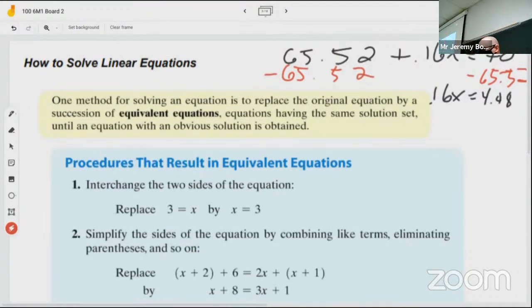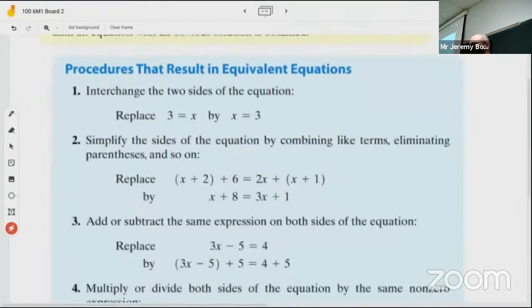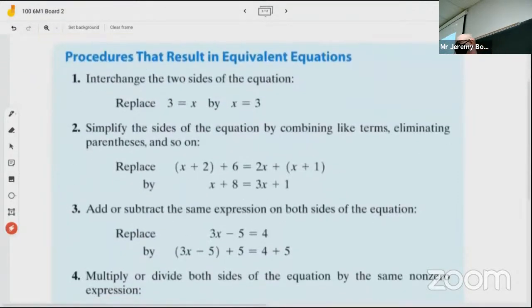Okay, so here are some things that you can do to retain an equivalent equation. You can swap your sides. If you have 3 is equal to x, you can make x is equal to 3. I do that a lot because I like having the x on the left-hand side. Well, not just the x, but the variable. So I'll do that sometimes.